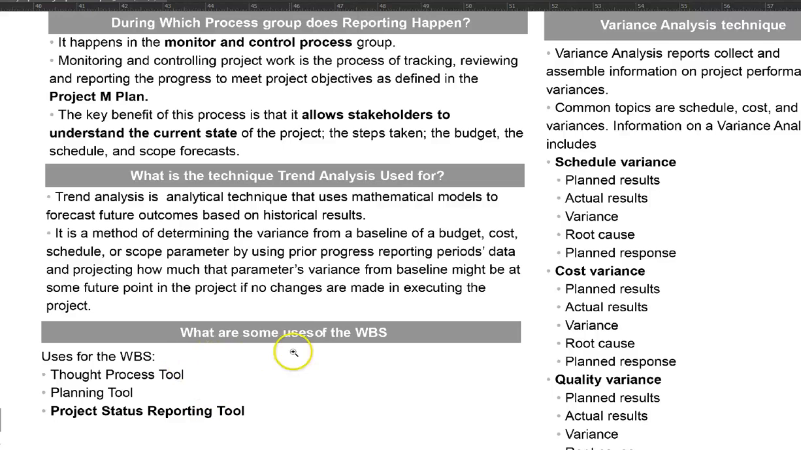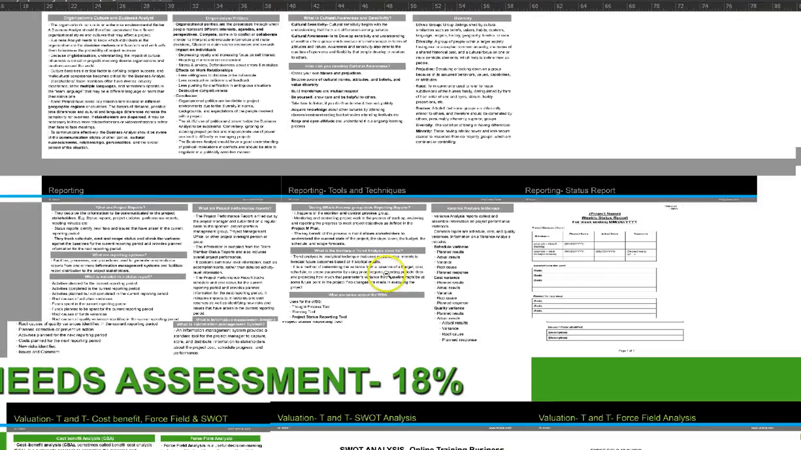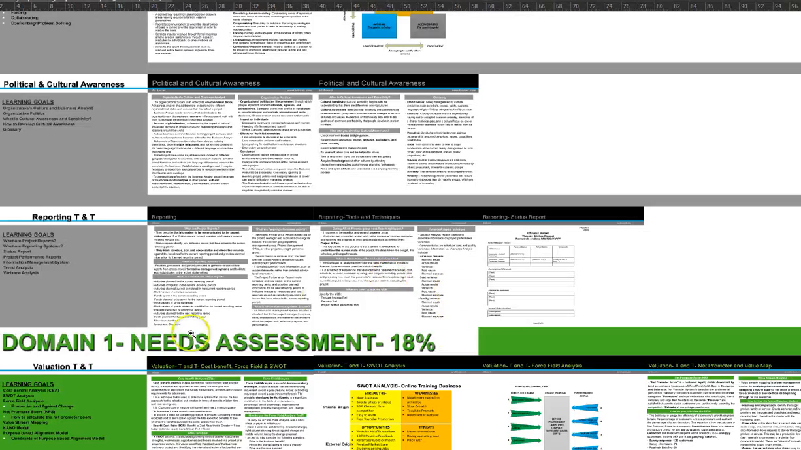So what are some of the uses of the WBS? WBS is a work breakdown structure. Let's take a quick look at the picture of what a WBS looks like, and I will cover the work breakdown structure in detail when I get to that domain, which is analysis.